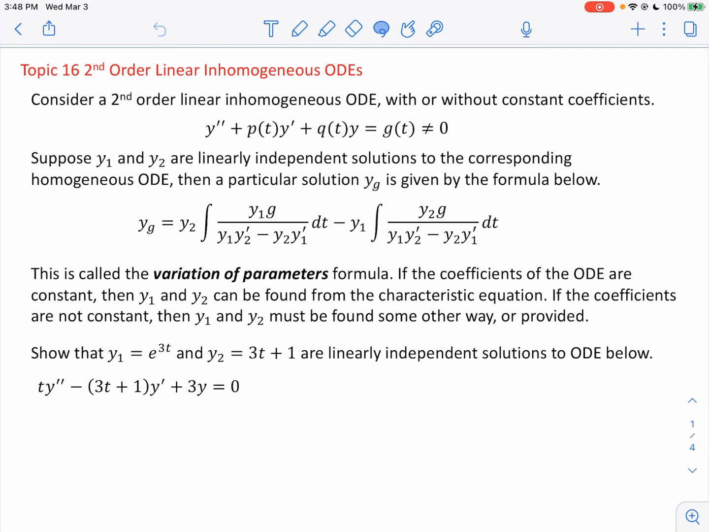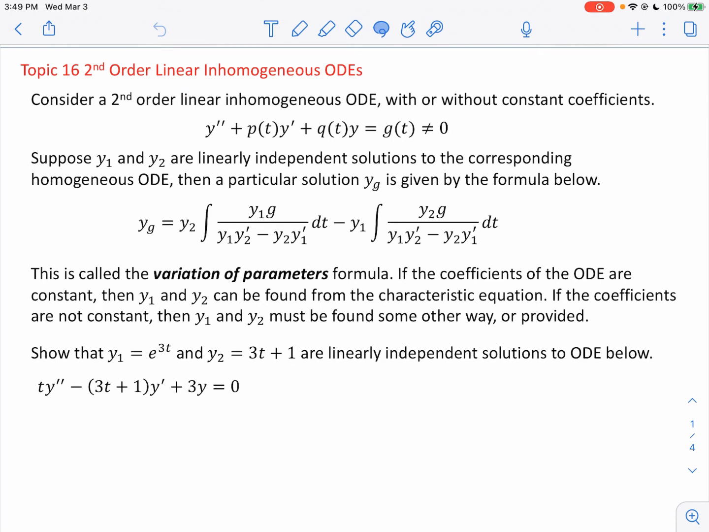And this method would also be applicable when the coefficients of the y prime and the y are non-constant. So consider a second order linear inhomogeneous ODE with or without constant coefficients. So the coefficient p of t and the coefficient q of t might have t's involved. Notice I still have a coefficient of 1 in front of the y double prime.